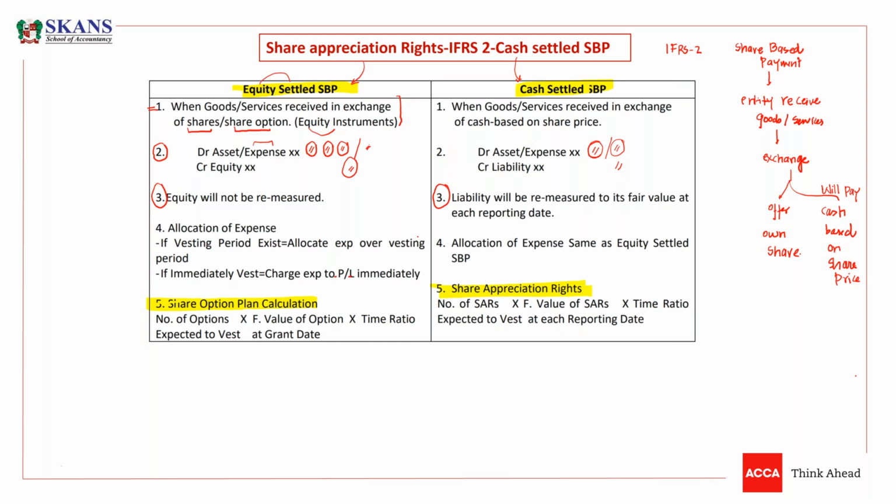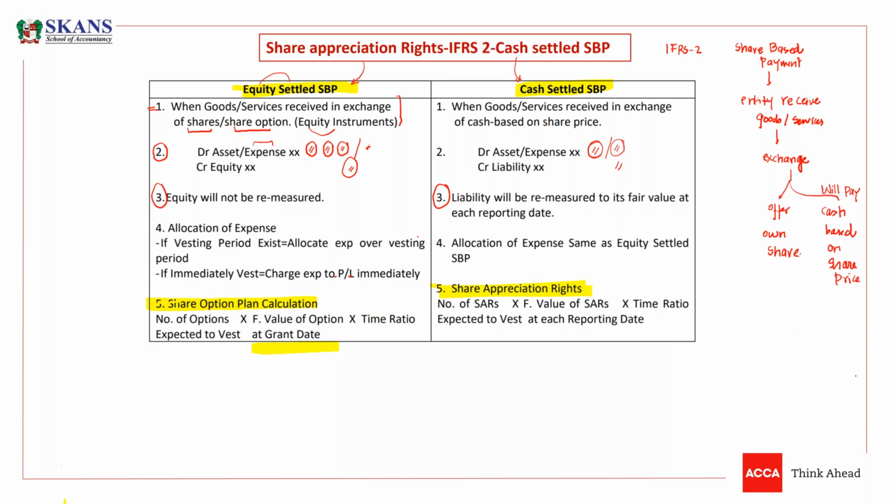So what are the formulas to record share option plan and share appreciation rights? You are going to take the number of options expected to vest. What does it mean? We will talk about it in a while. Then we will take the fair value of option at grant date. Grant date means contract date. And we are not going to revise it.